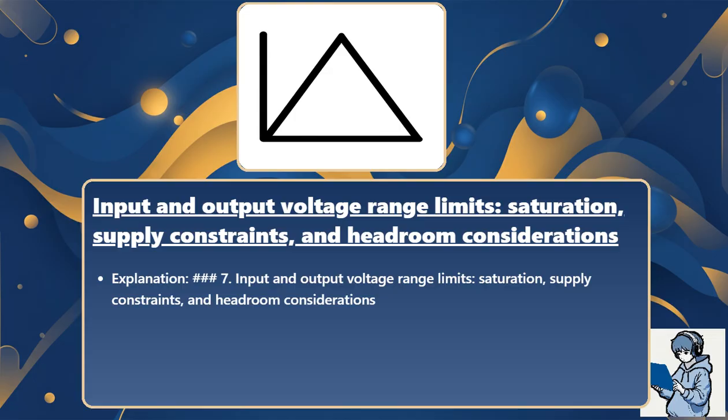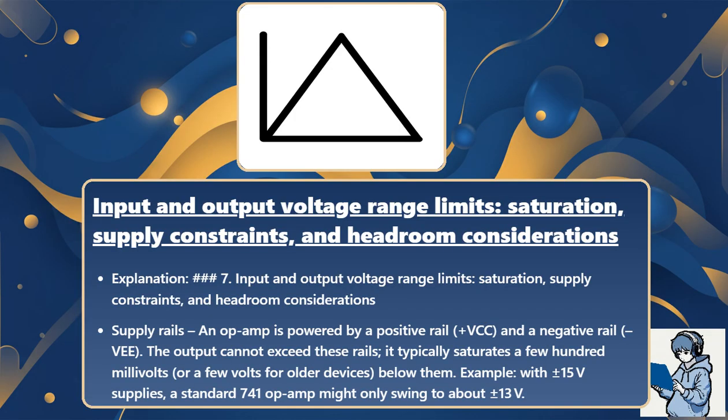Explanation: 7. Input and output voltage range limits. Saturation, supply constraints, and headroom considerations. Supply rails: an op-amp is powered by a positive rail plus VCC and a negative rail minus VEE. The output cannot exceed these rails. It typically saturates a few hundred millivolts, or a few volts for older devices, below them. Example: with plus or minus 15 volt supplies, a standard 741 op-amp might only swing to about plus or minus 13 volts.